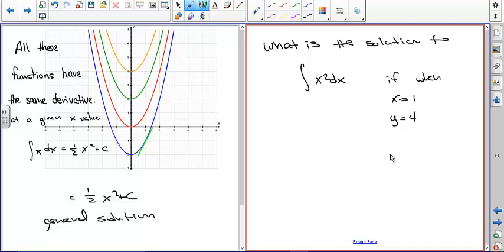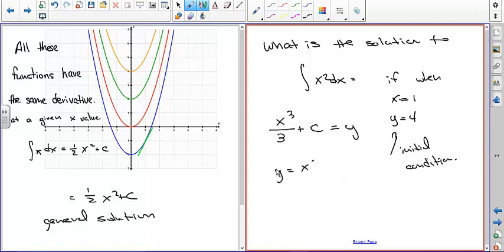So this is what we call the initial condition, even though it's not at x equals 0, we still call it initial condition. So what you would do is the integral. We'd add 1 to the exponent, divide by the new exponent, add our arbitrary constant c, and this would be equal to y. Okay, so this is the solution, and this is the equation. We get y equals x cubed over 3 plus c.